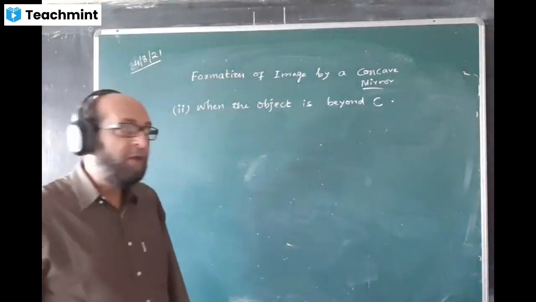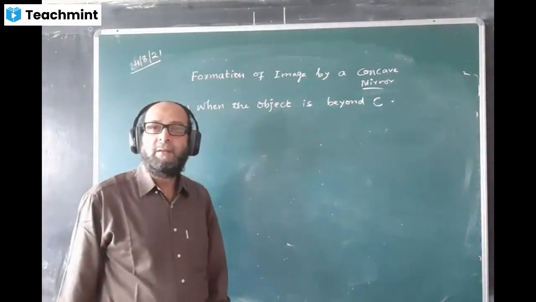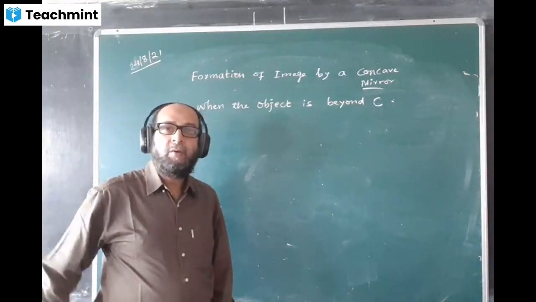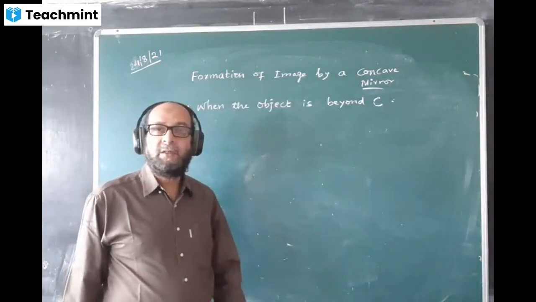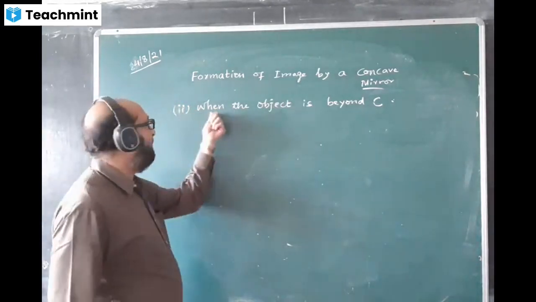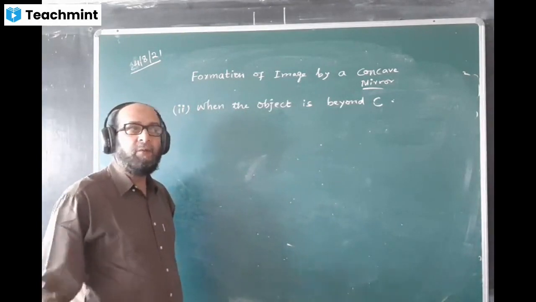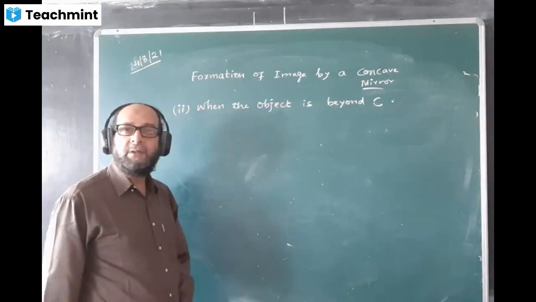We were doing the formation of image by concave mirror. Last class I had done case one. Now today we are doing the second case, when the object is beyond C. Under this case, what will happen? What will be the nature of the image? And all will check.